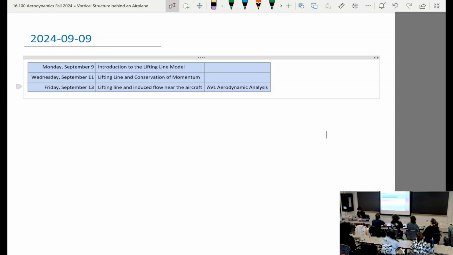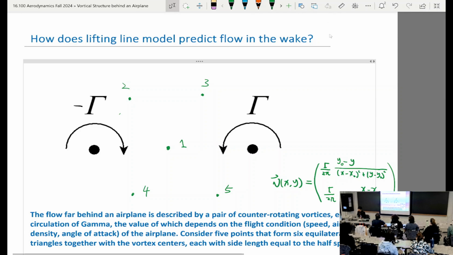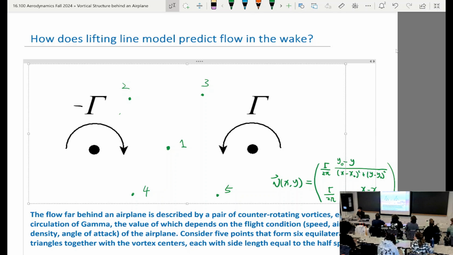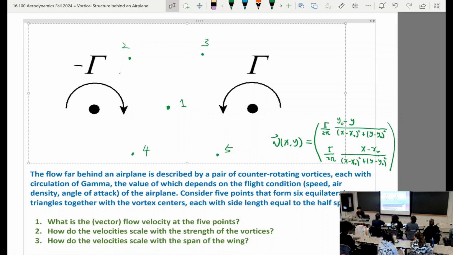All right, so let's get started. Just a reminder of how we finished in the last lecture. We asked you to compute the velocity at 5 points in the wake of an airplane, assuming that the wake is composed of the free stream plus the induced flow from these two vortices. Both have a strength, which means a circulation, of gamma. Do you still remember what the circulation of a vortex is?